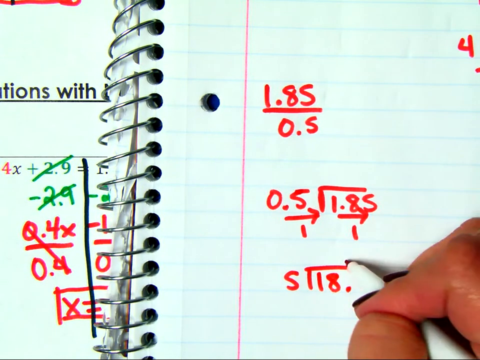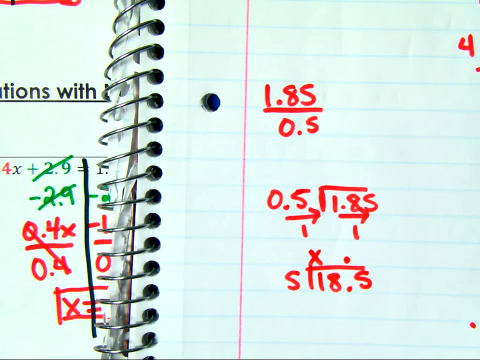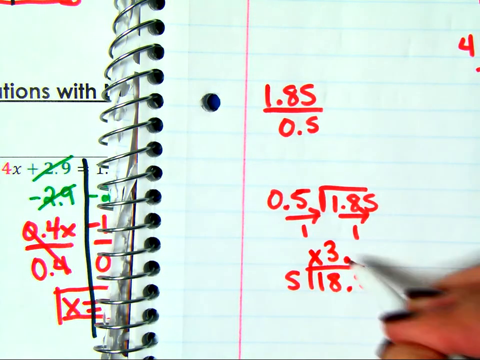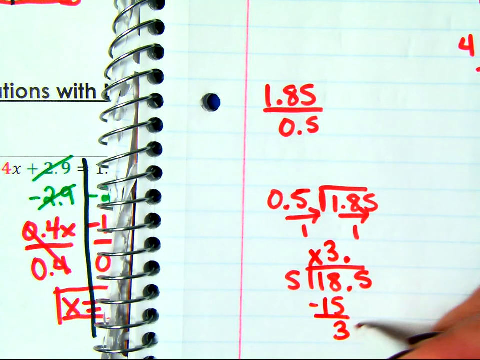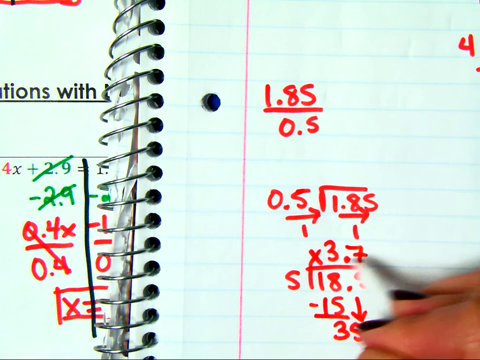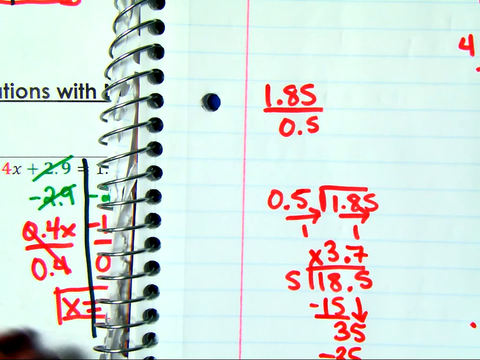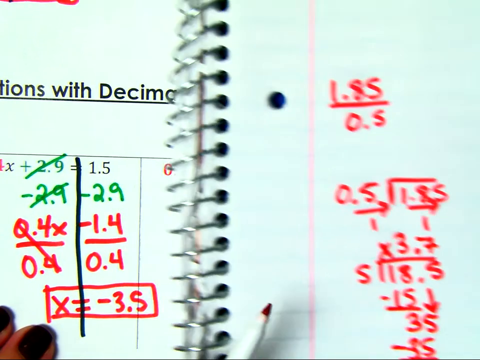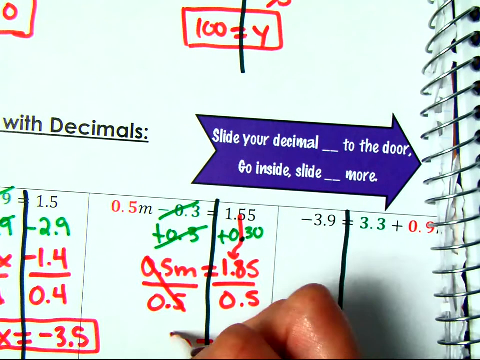So go ahead and bring up that decimal. 5 can't go into 1, so we could put a 0 or an X. 5 goes into 18 3 times. 3 times 5 is 15. I subtract and I bring down. And then 5 goes into 35 7 times. And 7 times 5 is 35. Okay? So that means my answer is 3 7/10.